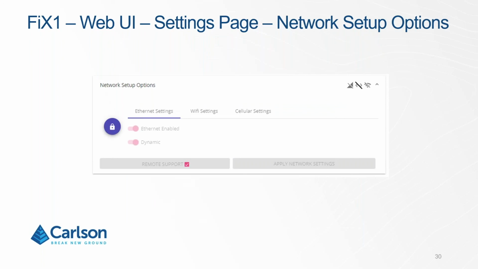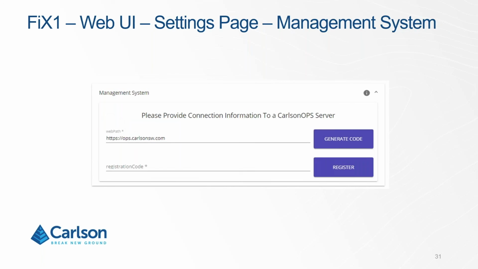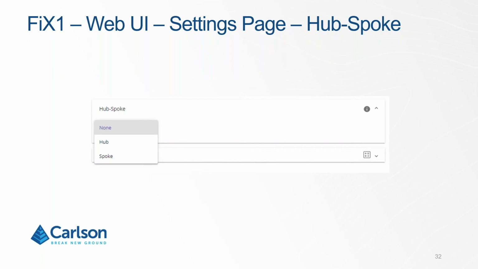Network setup options. Obviously with the FiX1, we have Ethernet settings. You can enable Ethernet or dynamic Wi-Fi settings and cellular settings. You can delve deeper into those through training, but those allow you to set up how you want the system configured for connectivity. And management system, this is what we'll talk about at the end, the Carlson Ops. This allows you to connect your FiX1 to the Carlson Ops server, which, like I said, we'll cover at the end of this presentation. And then, of course, you can set it up as a hub or a spoke. It defaults to none, but if you set it to spoke mode, like we said before, or hub mode, like we said before, this is where you could do it.